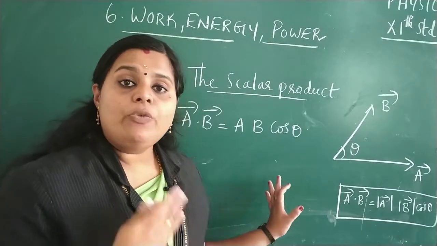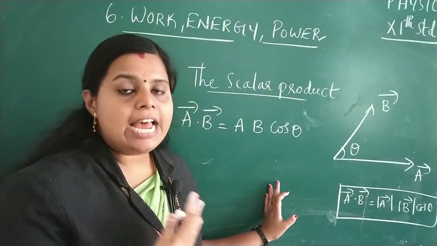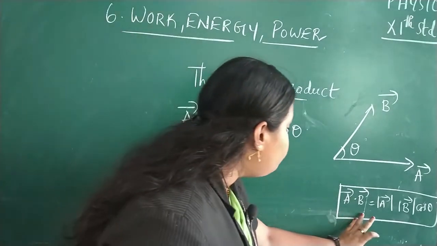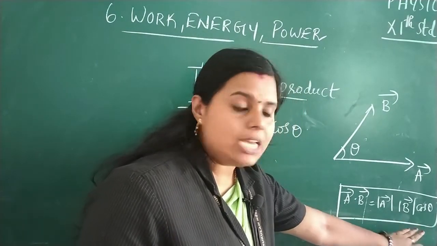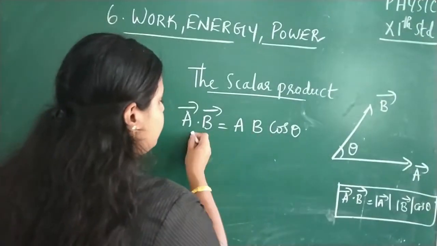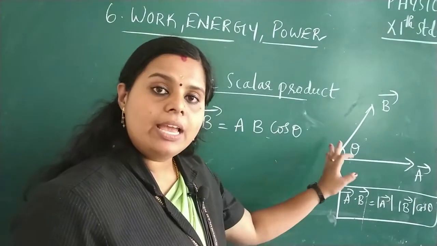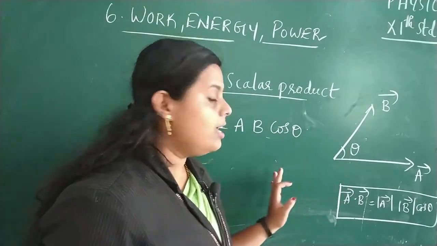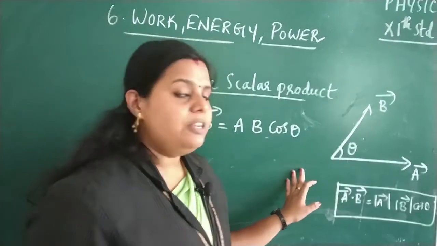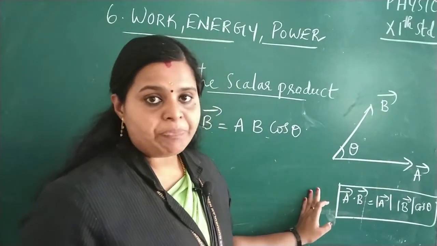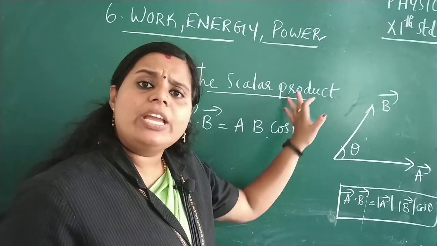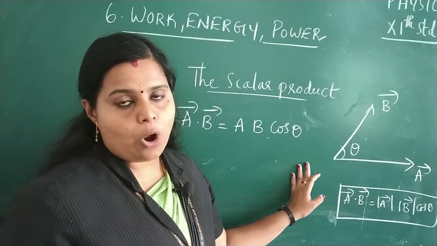So listen children, now we have an idea about the scalar product or dot product. A dot B is equal to AB cos theta, where A and B are the two vectors and theta is the angle between the vectors A and B. Now what is the physical significance of this scalar product?